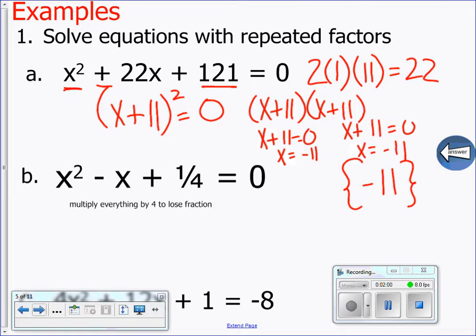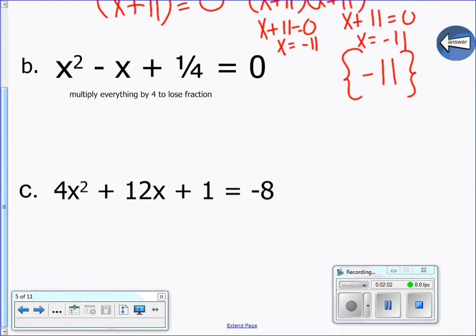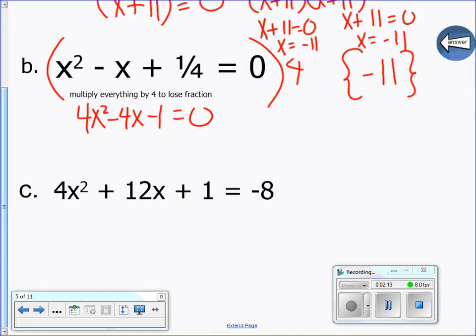In B, of course, we've got that fraction, so we want to get rid of that. So we'll multiply everything by 4, and that would get us 4x squared minus 4x minus 1 equals 0. Is it a perfect square trinomial? Perfect square, 4x squared, yes. Negative 1, yes. Middle term, 2 times the square root of 4 times the square root of 1. So yes. So our answer is 2x minus 1 squared.